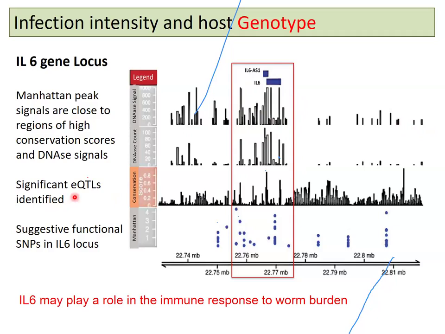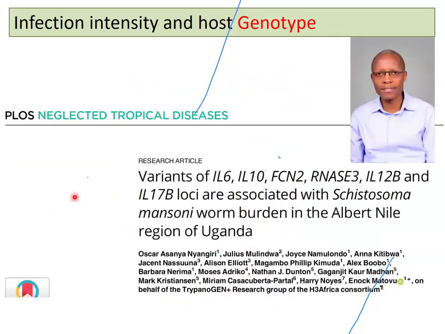IL-6, being a cytokine, plays an important immune response role in schistosomiasis infection. A lot of this work was published by Oscar Nyangiri, and the paper is titled "Variants in IL-6, IL-10, FCN2, RNase 3, IL-12B, and IL-17 loci are associated with Schistosoma mansoni burden in the Albert Nile region of Uganda."